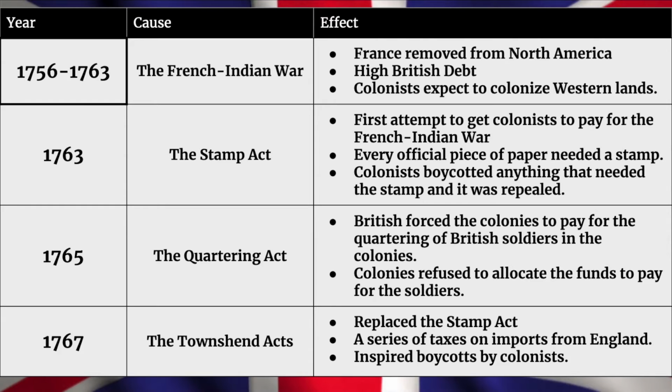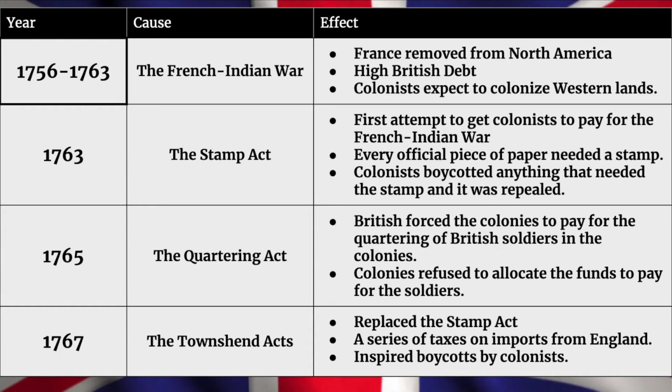First thing we need to know is that the French and Indian War took place from 1756 to 1763. It was the Seven Years' War that lasted nine years. And there were three effects of the French and Indian War. The first was that the French were completely removed from North America. So the British basically had sovereignty over North America, other than the fact that the Native Americans were already there.